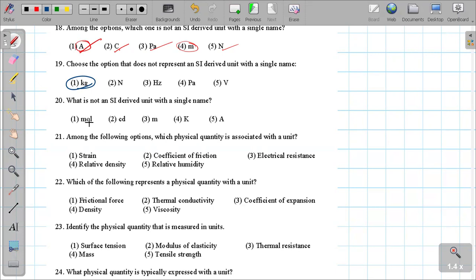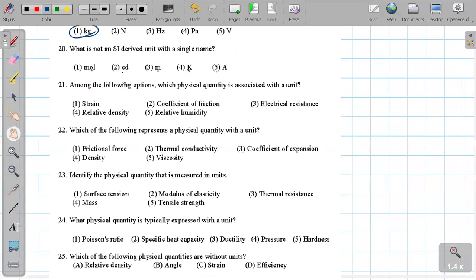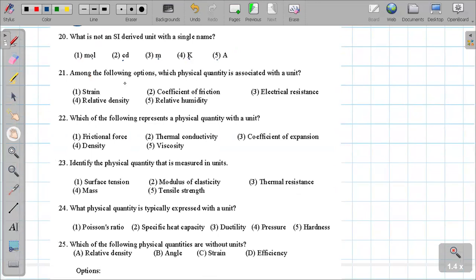Here there is mole, candela, meters, Kelvin, ampere. There is no answer here because, according to the question, I think a different setup has just typed it out. Among the following options, which of the physical quantities is associated with the unit? Strain. Strain has no unit.